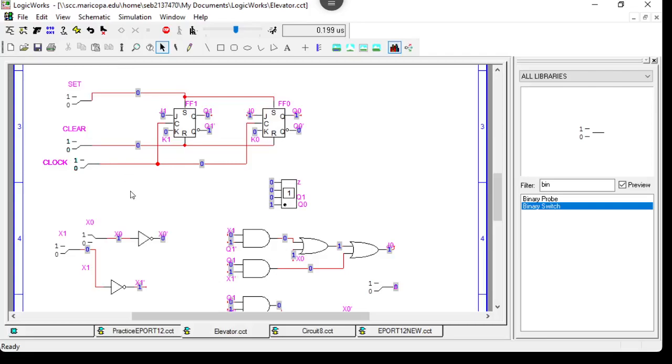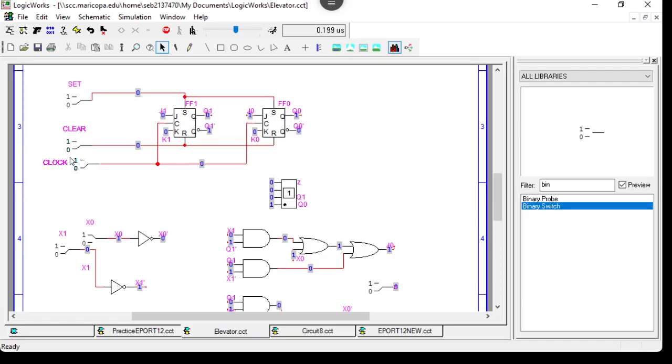This is my free demo on Learning Target 8B. I'll be analyzing a sequential circuit to determine its operation. This given sequential circuit has two flip-flops, and they are JK flip-flops. It has a clock, a clear, and a set.